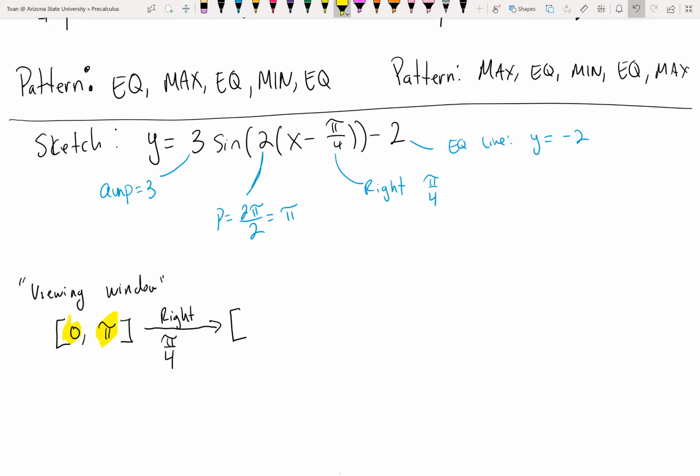Now, we know about the number line, right? When things go to the right, it's positive. When things go to the left, it's negative. So shifting these numbers to the right by pi fourths is just adding pi fourths. So add pi fourths to both endpoints, and we're going to get pi fourths, comma, 5 pi fourths. That is what I call a complete viewing window.